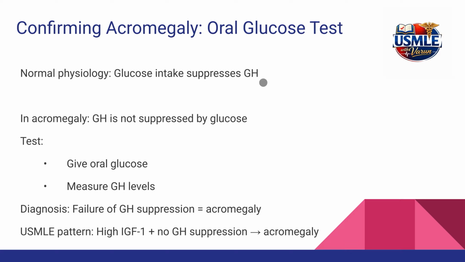So now let's try to understand water deprivation testing. In step one, first the water is withheld, and urine osmolality is measured. Then desmopressin is given. In central diabetes insipidus, urine osmolality increases after desmopressin.